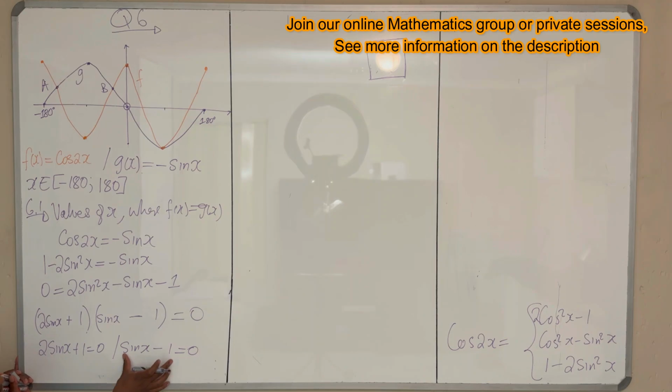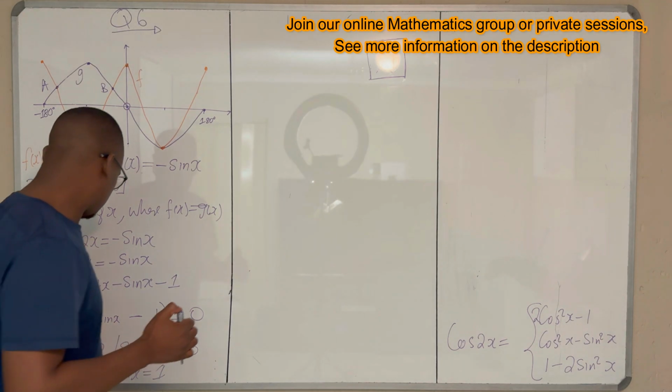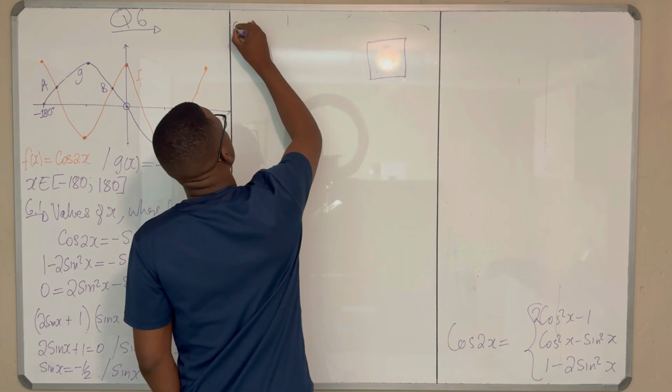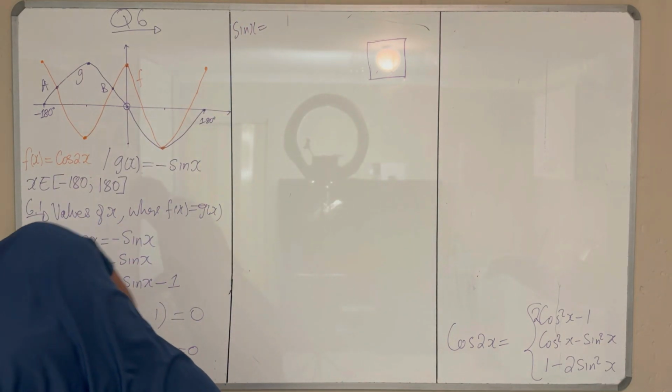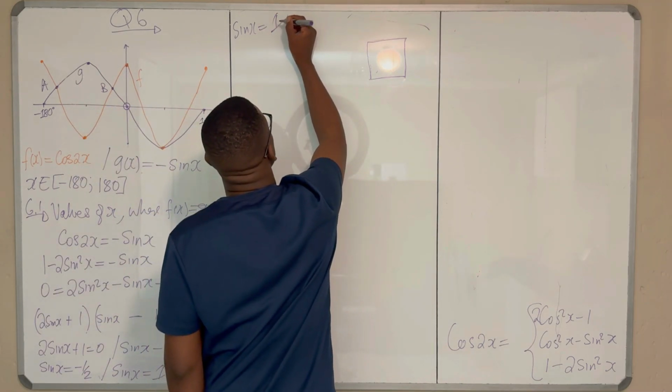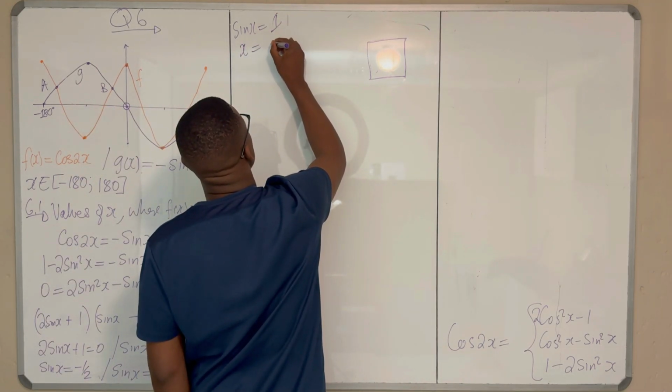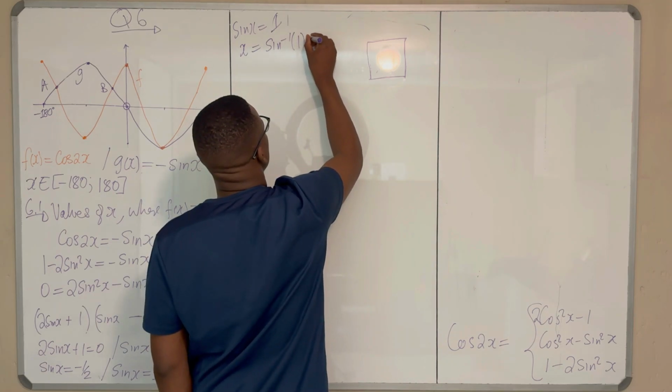So let's start with the easy one, right? So in this case, x is equal to arc sine. Oh, okay, we first solve for sine x here. So your sine x here is equal to negative 1/2, and your sine x here is equal to 1. In that case, what we have is sine x equals 1, right? So your angle x is equal to arc sine of 1, which is equal to 90 degrees.